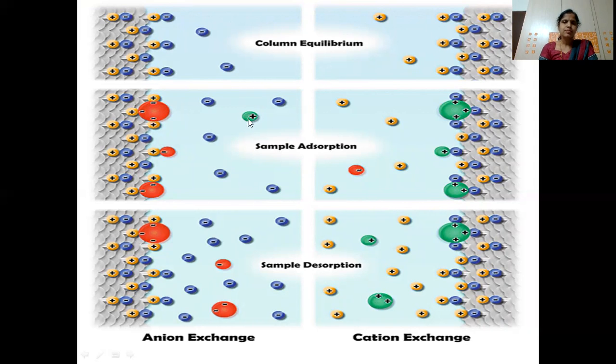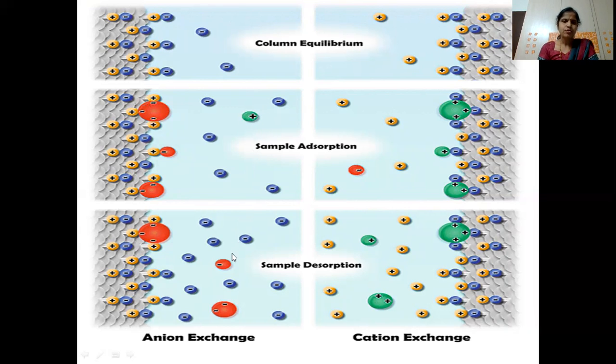Now what happens, the positively charged ions which are present in the sample will be eluted out first, because the negatively charged ones are held onto the ion exchanger. So the positively charged ions will be eluted out first.